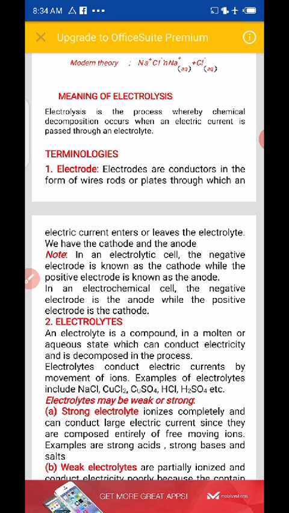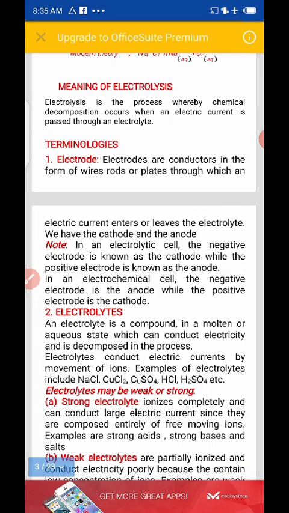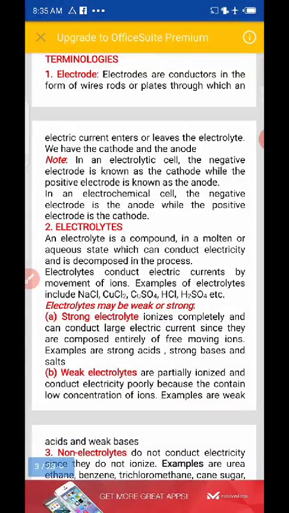You can see that we are going to be talking about the difference between the electrolytic cell and the electrochemical cell. In the electrolytic cell, the negative electrode is the cathode, but in the electrochemical cell, the negative electrode is the anode. While in the electrolytic cell, the positive electrode is the anode, in the electrochemical cell, the positive electrode is the cathode. We are going to be discussing the difference between the two cells in our subsequent classes.